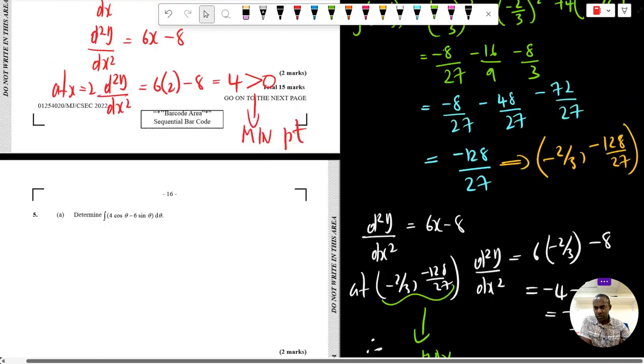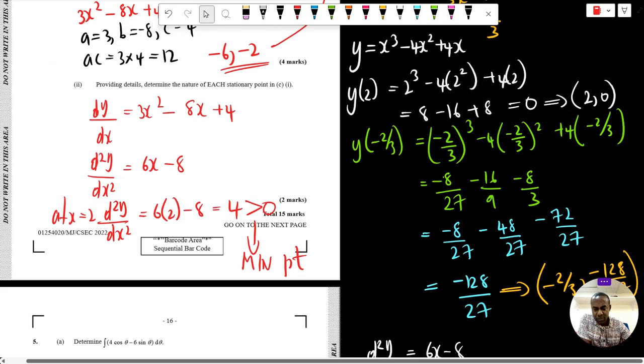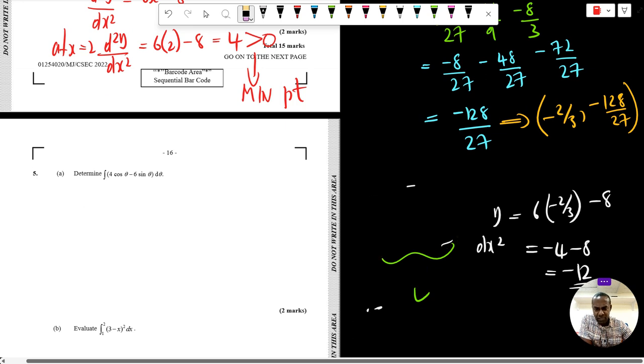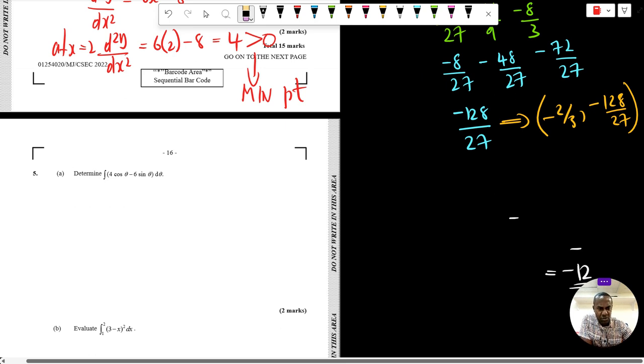So that is the only detail that we need to provide. We found the second derivative and we evaluated it at each of the stationary points, and we're able to determine whether the point was a maximum point or a minimum point. Okay, so that is the end of question 4 from Section 3. And of course, we'll be moving on to question 5.